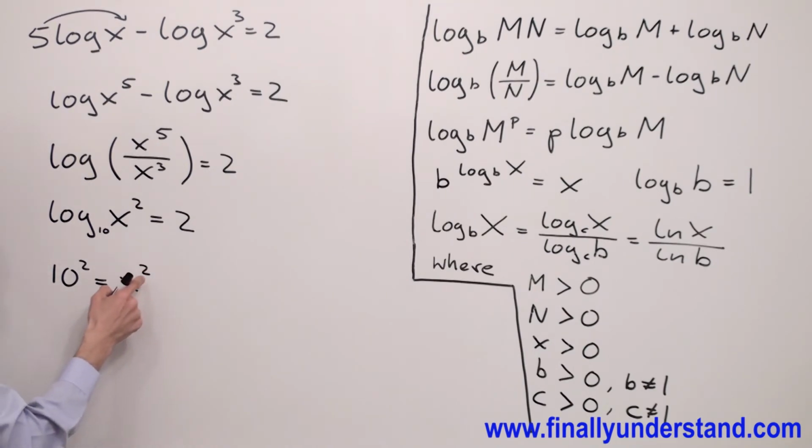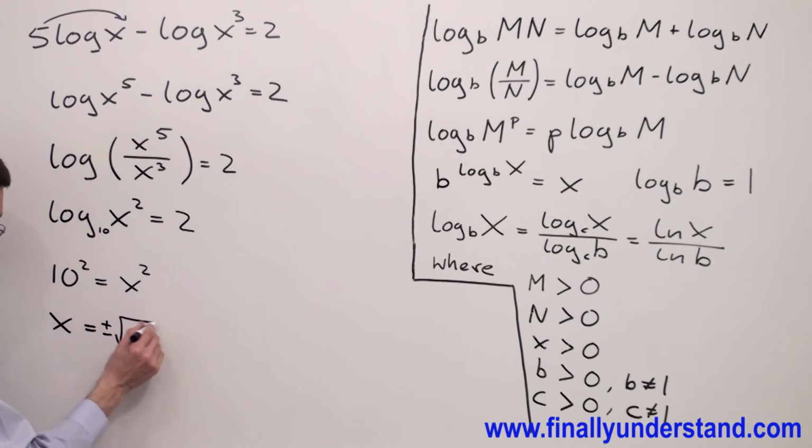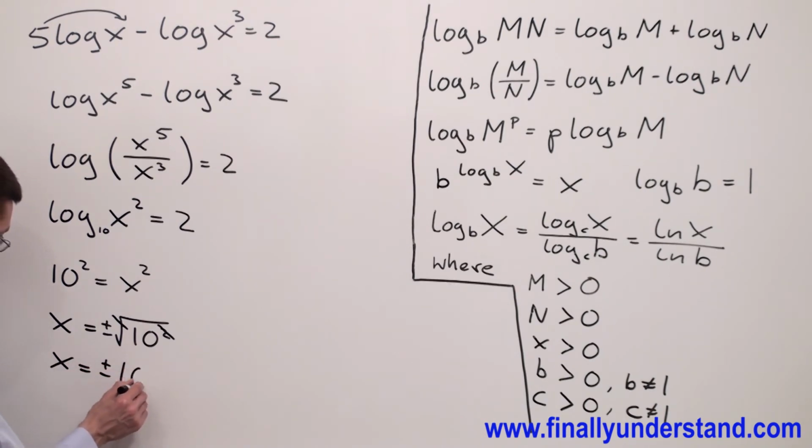So, in order to eliminate this square, I'm supposed to take the square root of both sides of the equation and simply write x is equal to plus or minus the square root of 10 to the 2nd power. Square and square root will cancel out. This is going to be x equals plus or minus 10. I got two answers, positive 10 and negative 10.